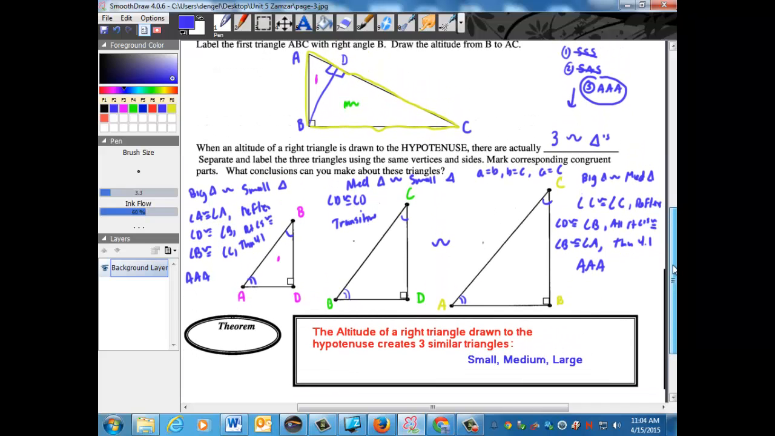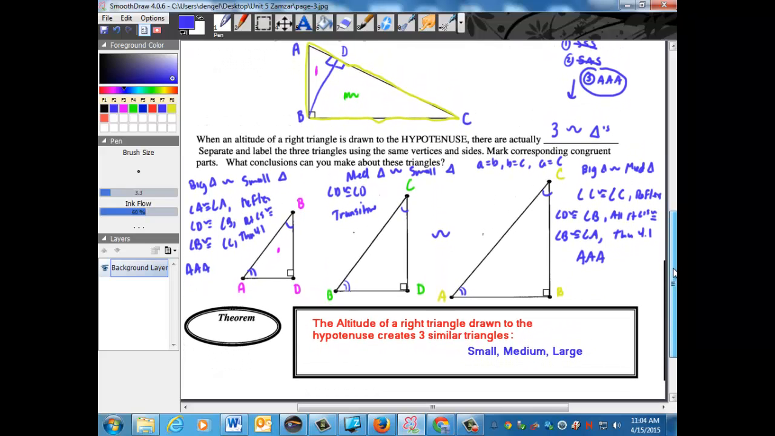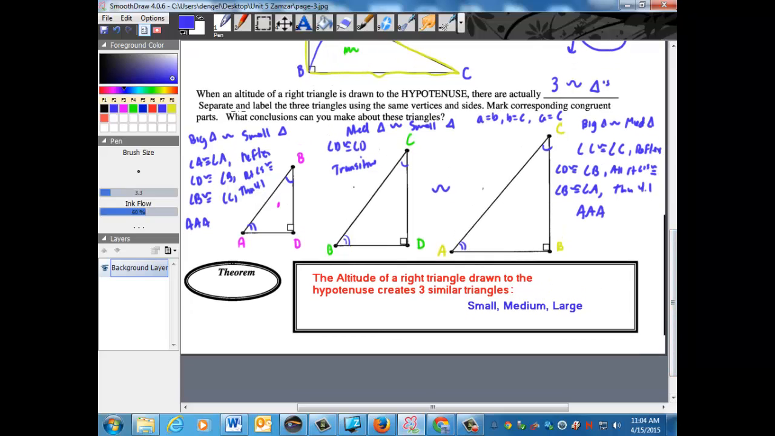All right, and then our theorem is down below. And so all the work that we just showed here says that the altitude of a right triangle drawn to the hypotenuse creates 3 similar triangles: small, medium, and large.